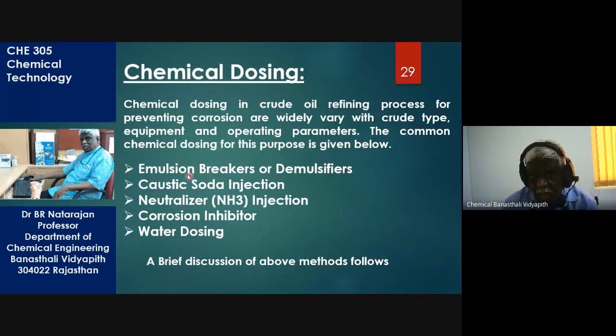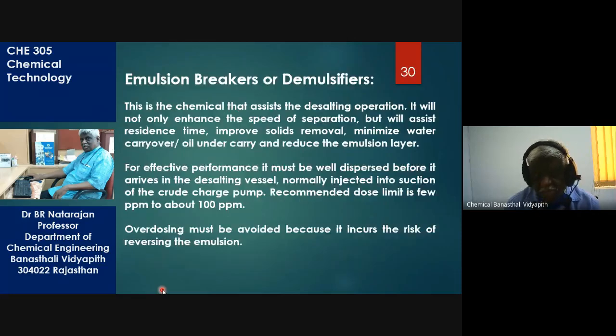Chemical dosing may be by emulsion breakers, caustic soda injection, neutralizing ammonia injection, corrosion inhibitors, and water dosing. A brief discussion of the above five methods. Emulsion breakers: by adding specialized emulsion breakers or chemicals, we can remove the unwanted substances. They also assist the desalting operation.